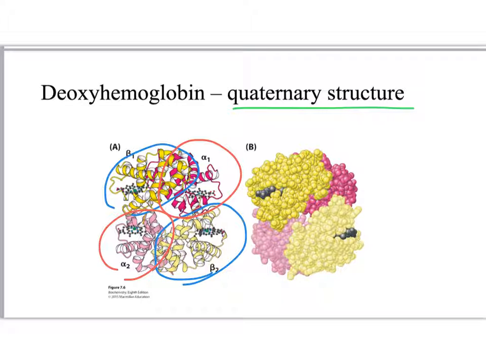So in this overall structure, we have these 4 chains that come together, and you'll see within each chain we have that prosthetic group, we have that heme group within the structure. What this is showing us here is the deoxyhemoglobin. So this is the structure when it's not bound. So this is unbound oxygen here.